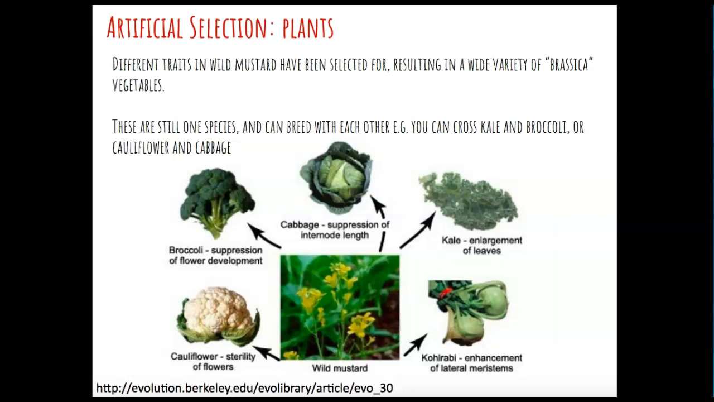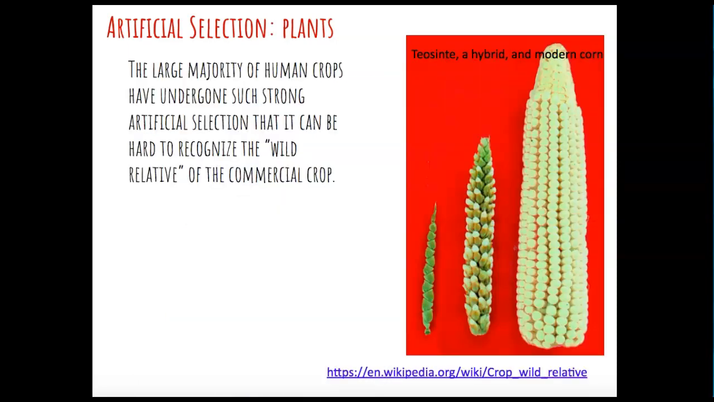So you can actually cross kale with broccoli or cauliflower and cabbage because they are the same species. They've just been selected for different things. So in kale, that particular group has been selected for larger leaves. Broccoli has a suppression of flower development. Cabbage is the suppression of internode length. But all of those different vegetables that you see in your grocery store all come from wild mustard, and they have just been artificially selected for different traits.